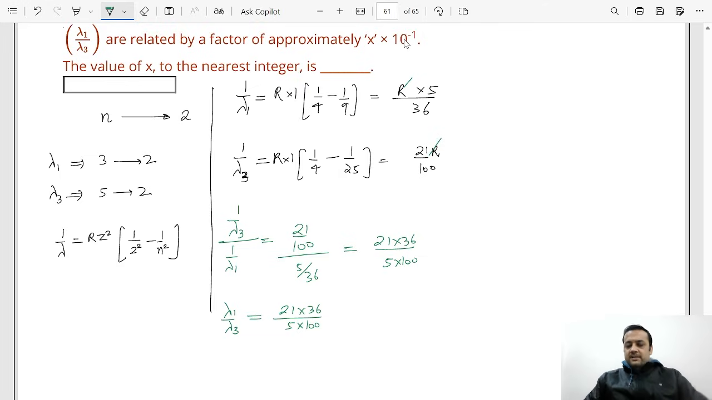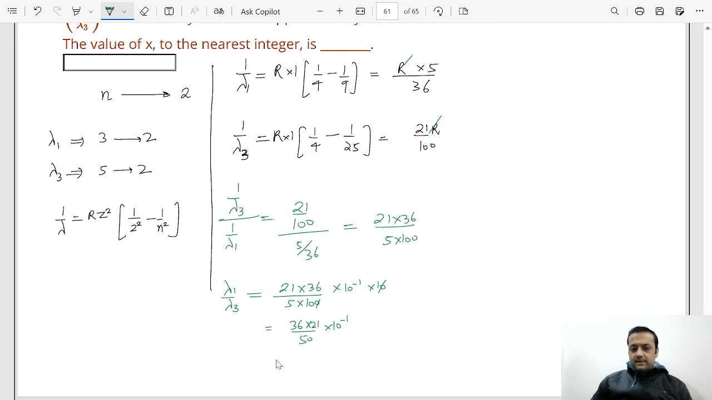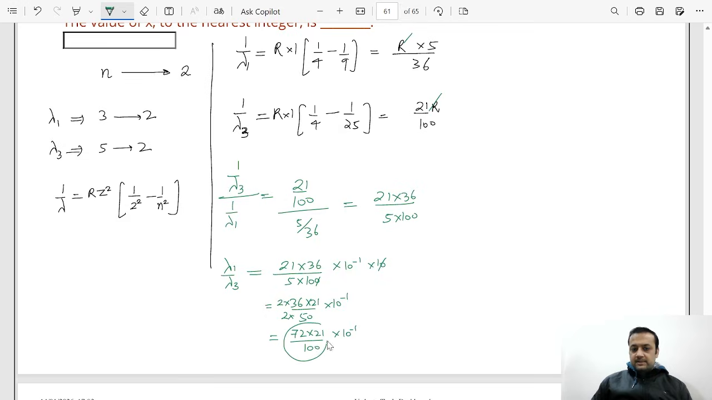And since we have to express it in the power of 10 to the power minus 1, you can write here 10 to the power minus 1 into 10. So this 0 and this 0 will get cancelled. So 36 into 21 upon 5 tens are 50, into 10 to the power minus 1. Now you can multiply by 2 like this and like this. So 36 becomes 72, into 21 upon 100, into 10 to the power minus 1. So this will be your x basically. So you can do the calculations also.